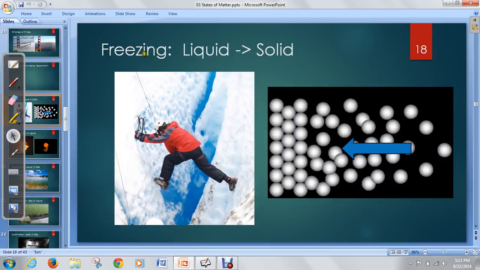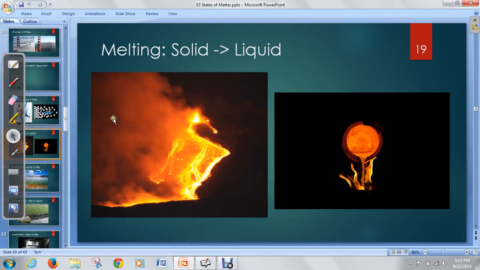So freezing is whenever we go from a liquid to a solid. The most common example is water turning to ice. Okay, when it turns to ice, these particles get closer and closer together, okay, forming this nice crystalline solid. Okay, so freezing, liquid to solid. Okay, then we have melting, which is solid to liquid.